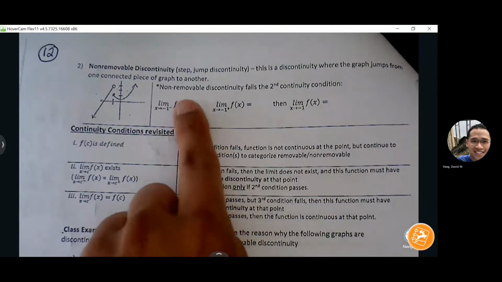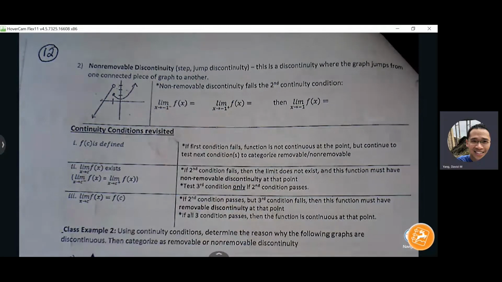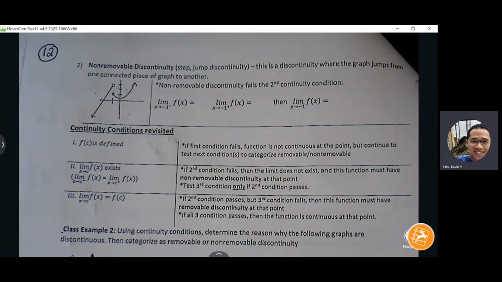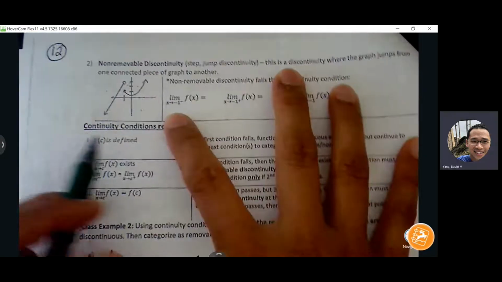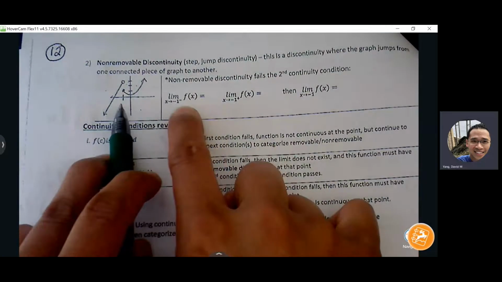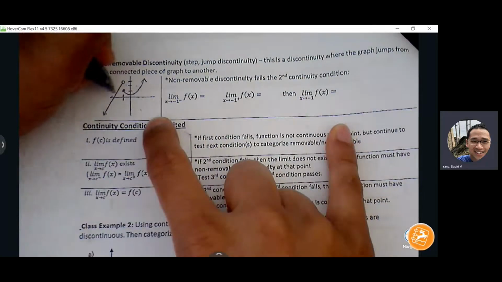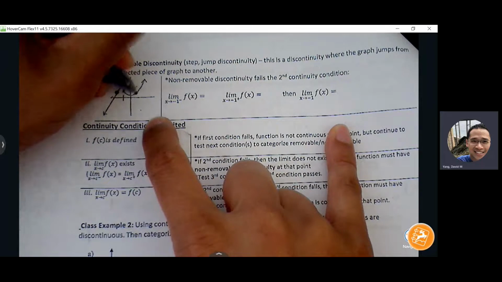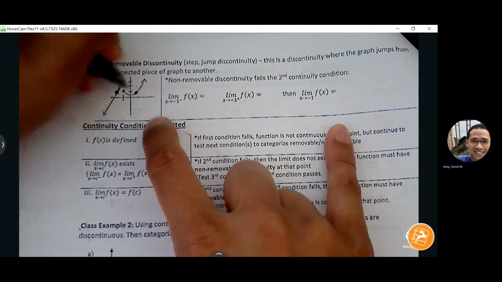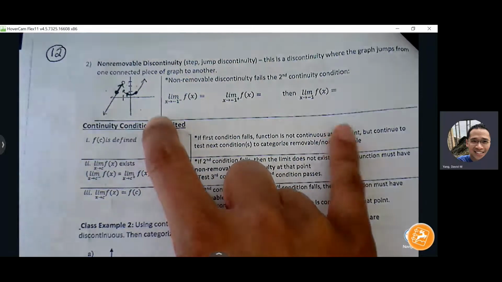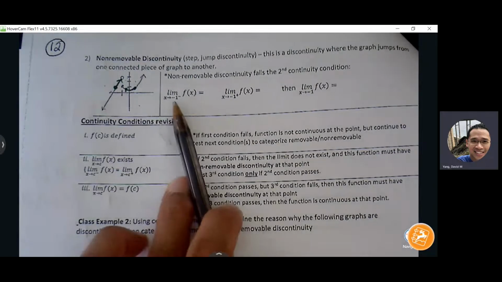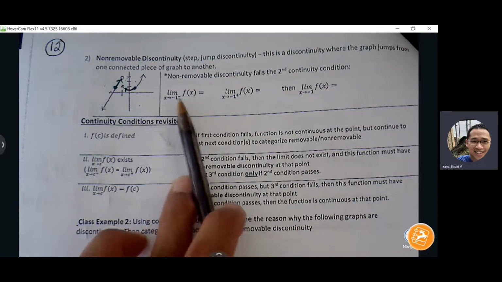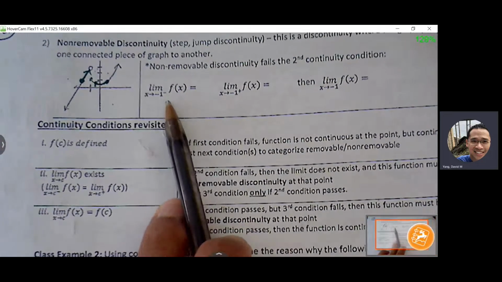And non-removable discontinuity is going to end up failing the second condition. The second condition is talking about the limit. So if I pick points on either side of one, are my arrows going to move to the same y value? They're not, right?